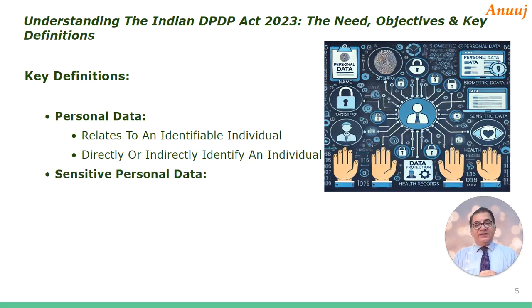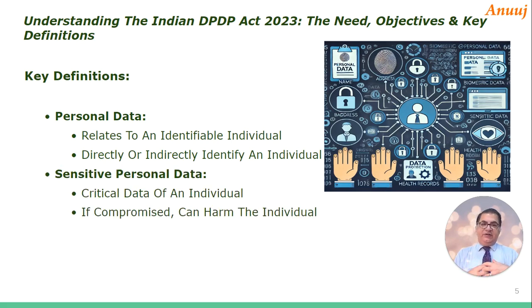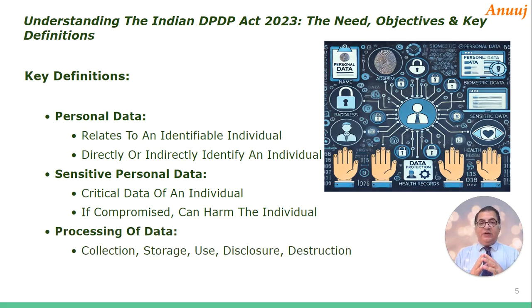Then there is sensitive information or sensitive personal information. Something which is very, very critical, very, very intimate to each and every individual, and if that is compromised, then that could create a lot of harm. For example, your financial information, your credit card information, your biometrics. Biometrics cannot be changed, right? Your retina cannot be changed, your thumb impression cannot be changed. So harm to a biometric is going to be absolutely devastating, right? So that's the sensitive personal information, and then there is a definition to processing of data.